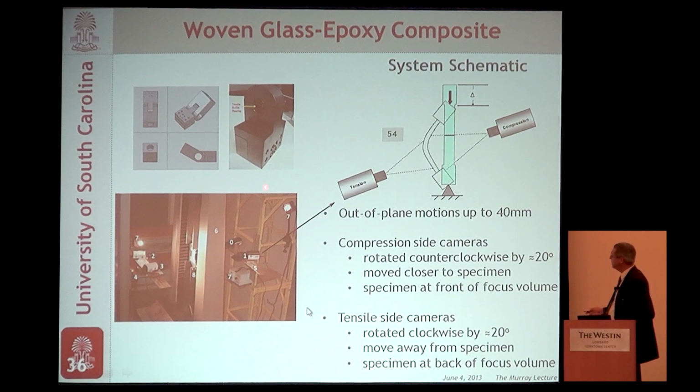The setup is here. It looks like the same gantries that Dr. Helm used years back. We have 2 systems, one on this side, one on that side, looking at the specimen that's going to be compressed here. We modified it slightly because it bends so much that we had to tilt the 2 cameras on the tension side and the compression side so we can keep this in focus for a longer time during the bending process. As a result, we had out-of-plane motions of 40 millimeters, yet it still worked remarkably well. On the compression side, we rotated the cameras 20 degrees counterclockwise. On the tension side, we rotated them 20 degrees clockwise to keep it in focus throughout the experiment.